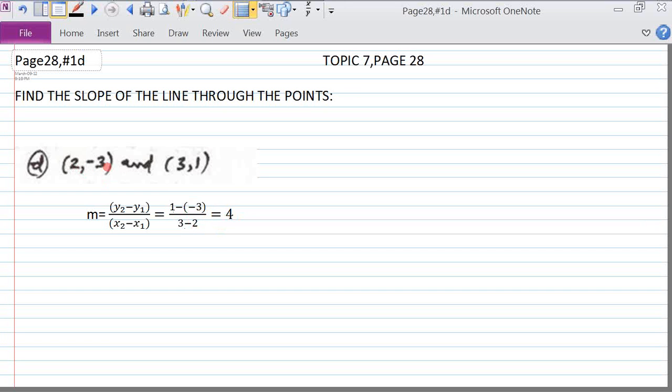It doesn't matter which ones we call x1, y1, x2, y2. We could reverse them. So it doesn't make any difference. The slope would still be the same.